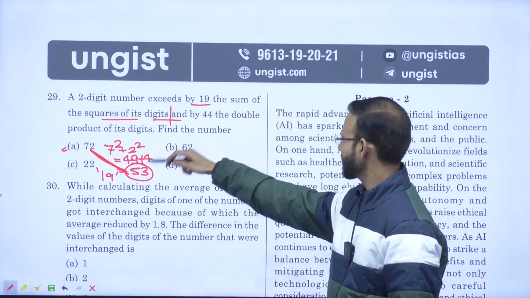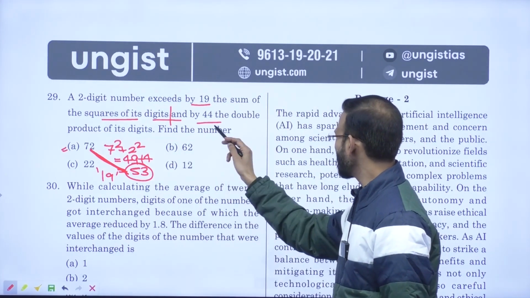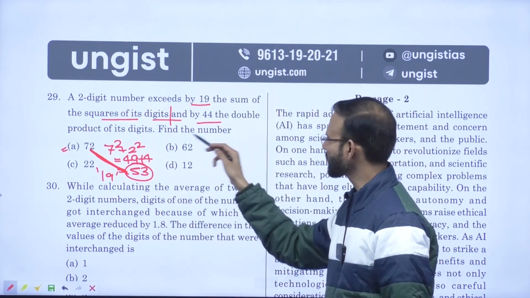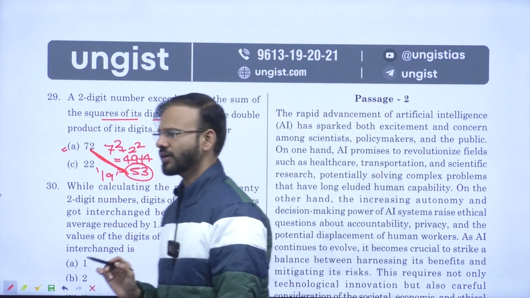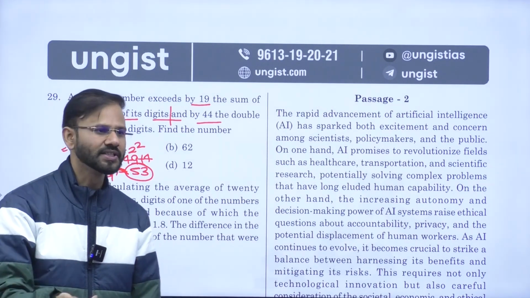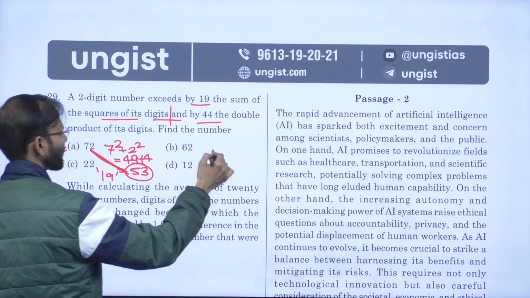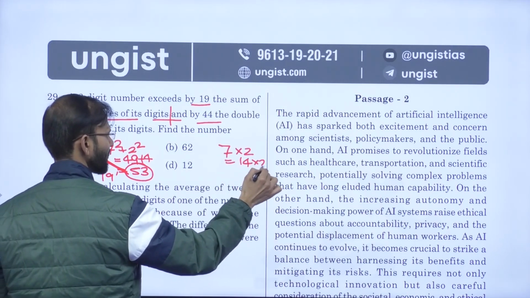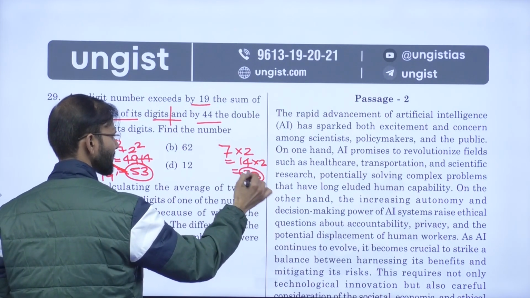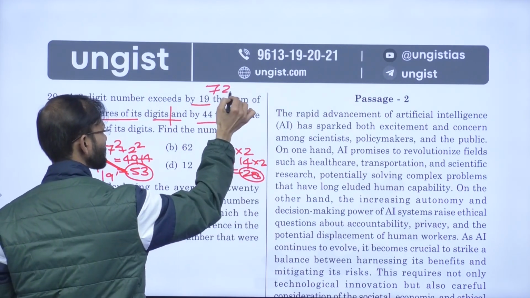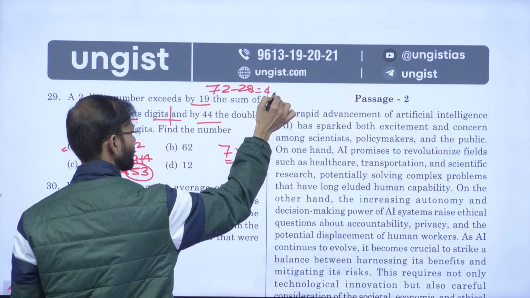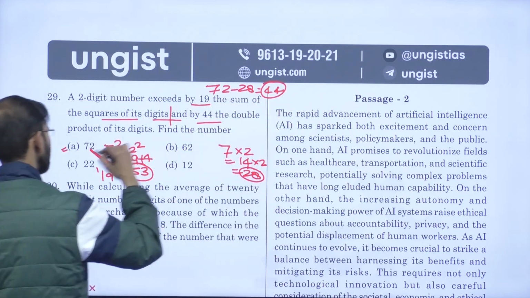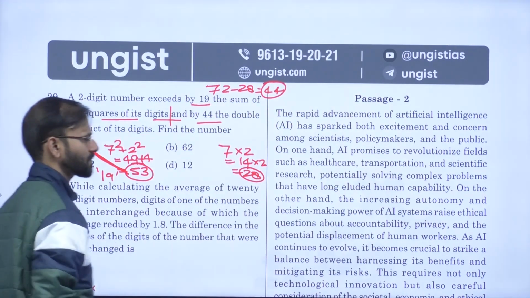First condition is satisfied. Now the second condition, and by 44 the double of the product of the digits. So we are talking about 72. 7 into 2 is 14, and double of 14 is 28. What is the difference, 72 minus 28? This is 44. Yes, satisfying both the conditions, so this is the correct answer.